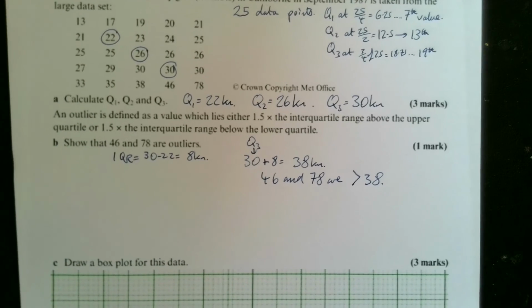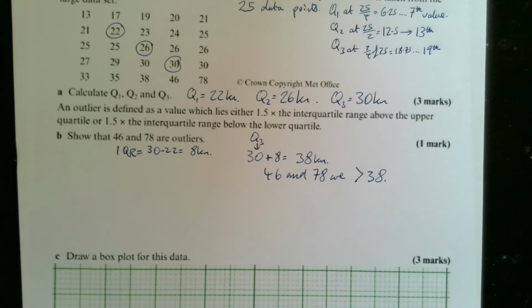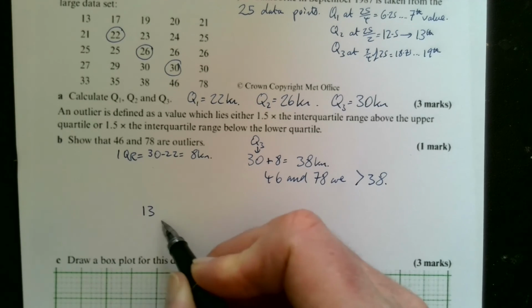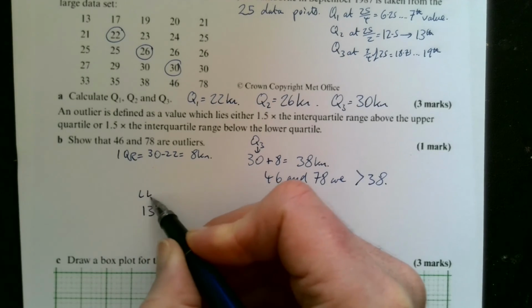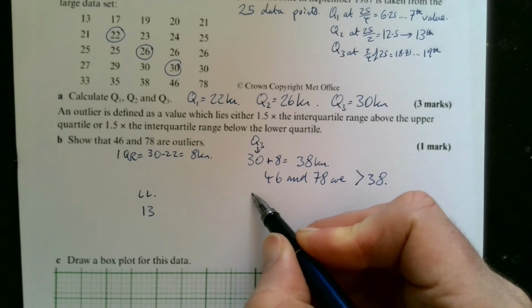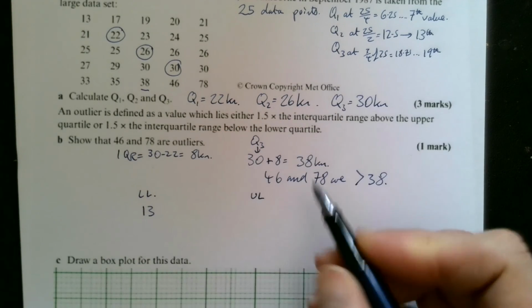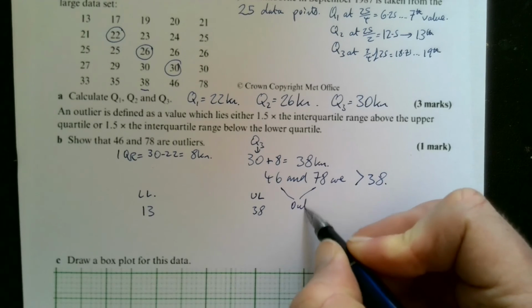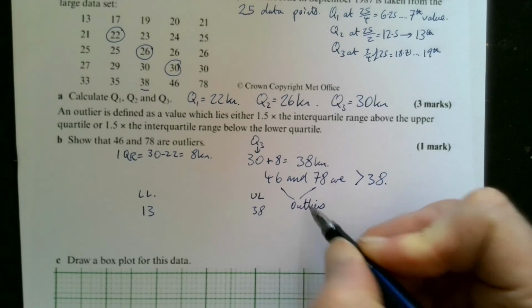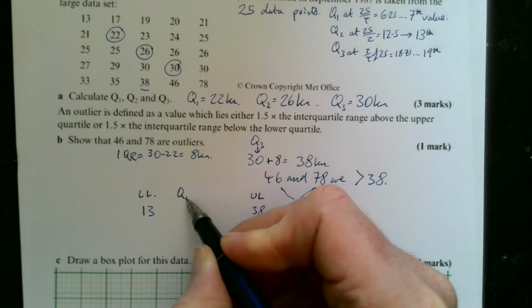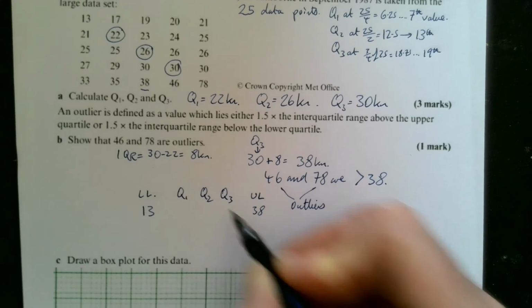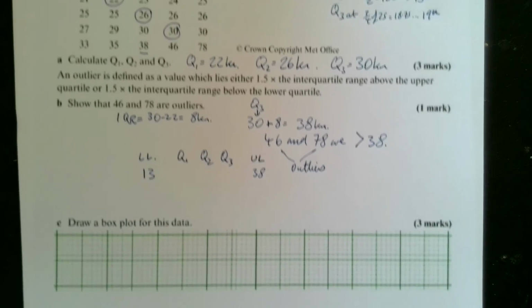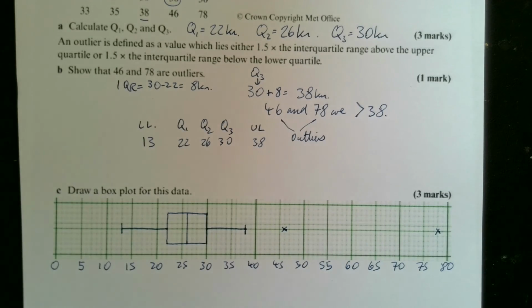And then all we've got left to do is to draw a box plot for the data. So before we do that, we just need to think, right, I've got 13 as my lower limit, then I've got my upper limit actually being 38, and then I've got my two outliers looking like that. I've got my Q1, Q2 and Q3 being so. Make sure you draw it now if you haven't done already. And hopefully you've got something like this.